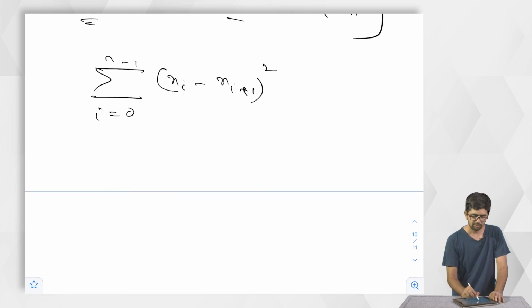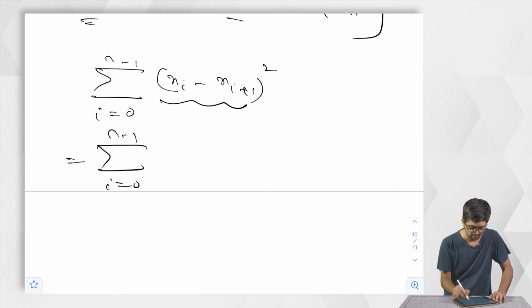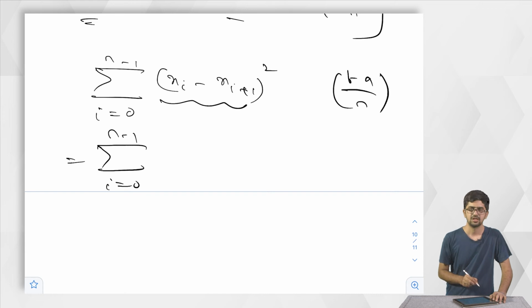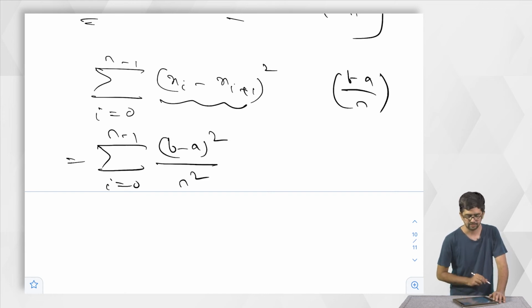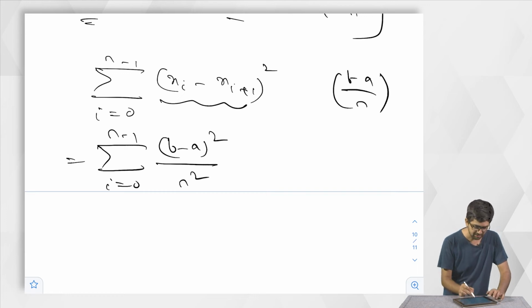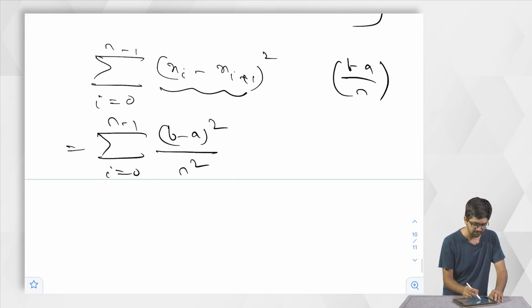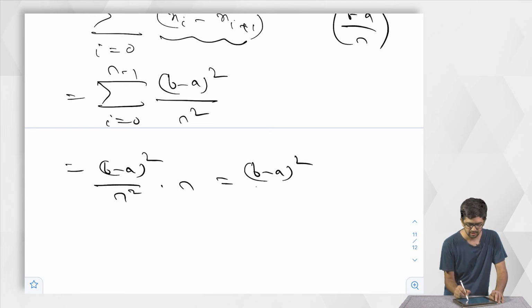So this thing, suppose the partition is of the same length, then this is equal to the summation i equal to 0 to n minus 1. Suppose each is of length (b minus a) by n, then what do we have? This thing is equal to (b minus a) whole square by n square, right? How many times do I have this? I have i from 0 to n minus 1, which is n times, so I can take this as common: (b minus a) whole square by n square times n. This is equal to (b minus a) whole square by n.